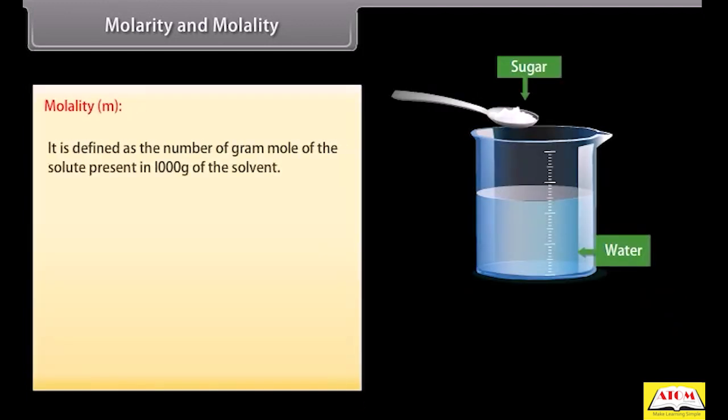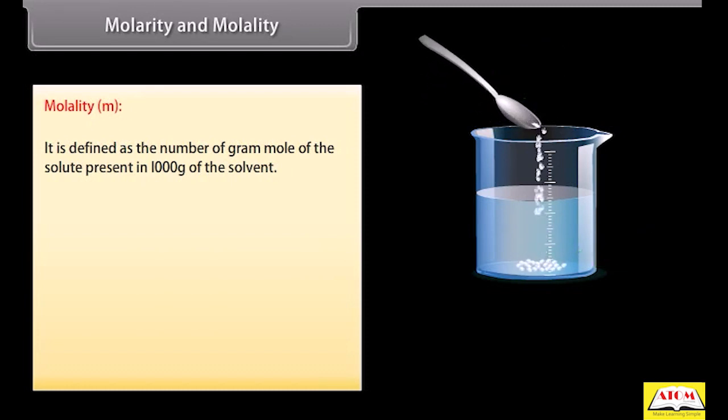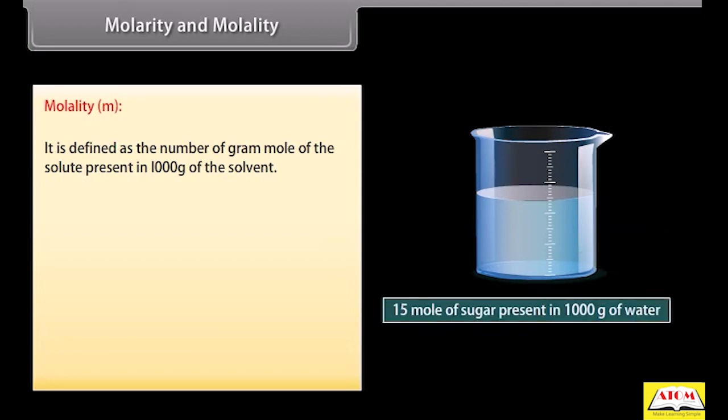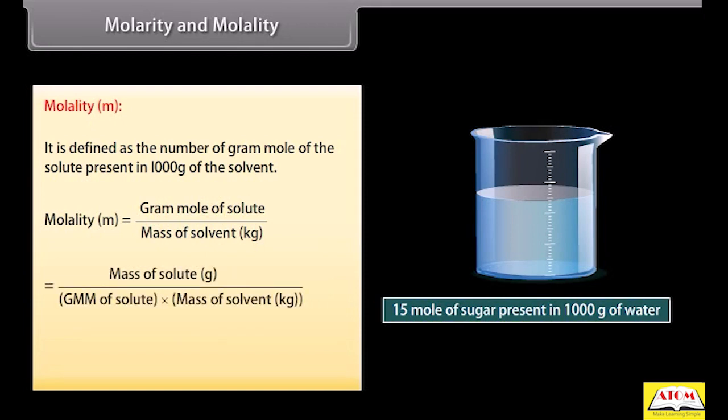Molality. It is defined as the number of gram moles of the solute present in 1000 grams of the solvent. It is represented by small m. Mathematically, molality is represented by small m equals Wb in grams divided by the product of the gram mole mass of B and Wa in kilograms.